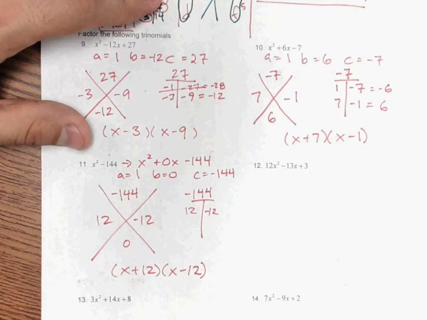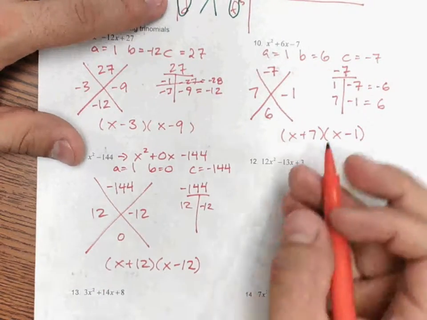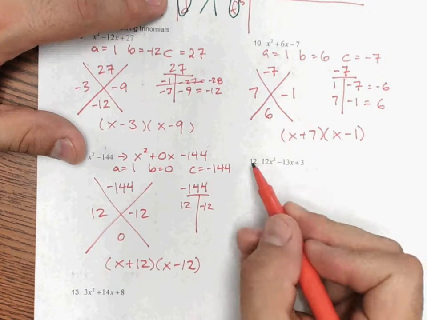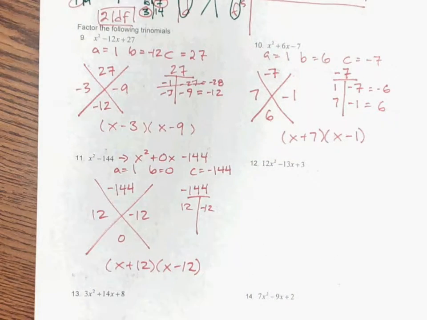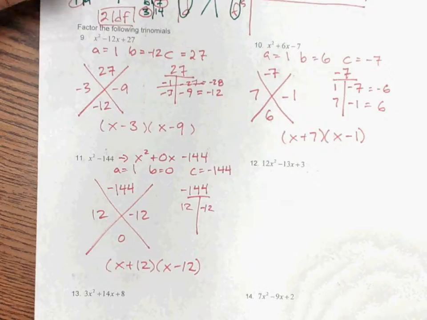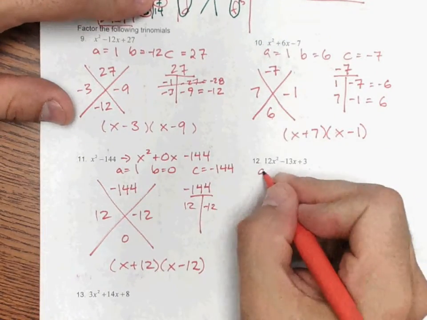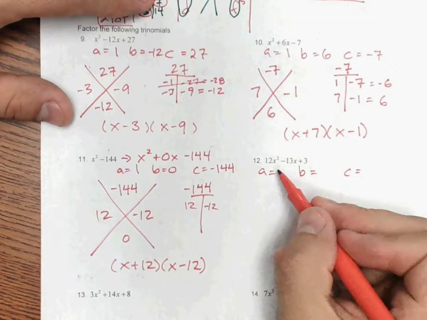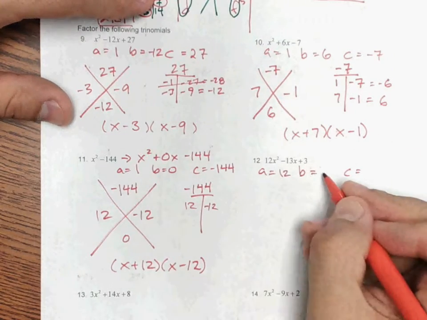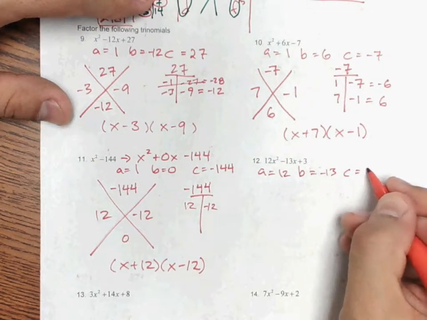All right, on to the new stuff. So first thing we want to do here, whenever there's a number in front of A, is see if it is a greatest common factor. 12, 13, and 3 don't share any factors though, so we need to go ahead and do our bottoms up. Okay, so A is 12, B is negative 13, and C is 3.